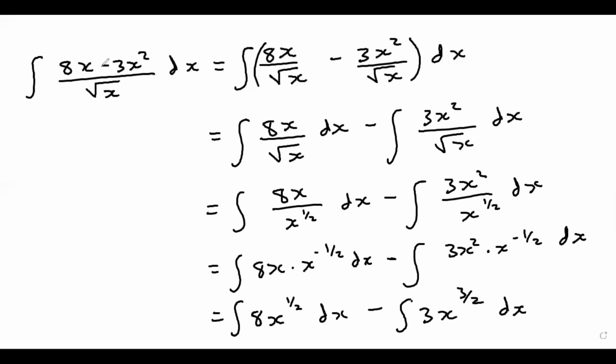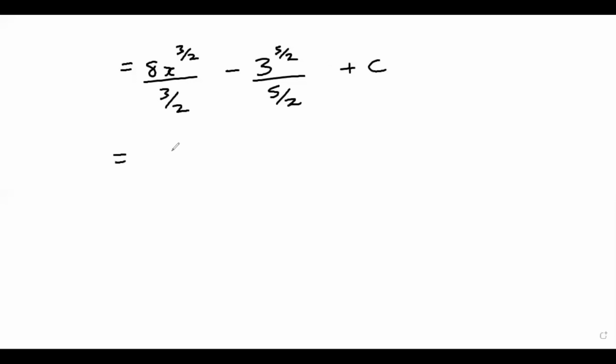So then, again, we know that we should add 1 to the power. So it would be 8x to the half plus 1, that is 3 over 2. And then we divide by the new power, minus 3 to the 3 over 2 plus 1, that's 5 over 2. And then we divide by the new power and we add the constant term c. So it will be 2 over 3 times 8x to the 3 over 2, minus 2 over 5 times 3 to the 5 over 2, plus c.